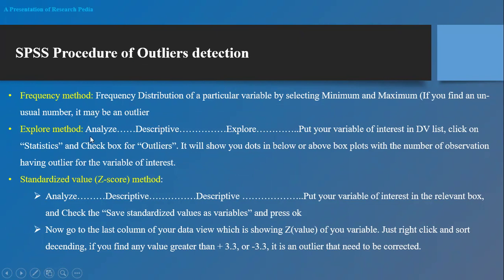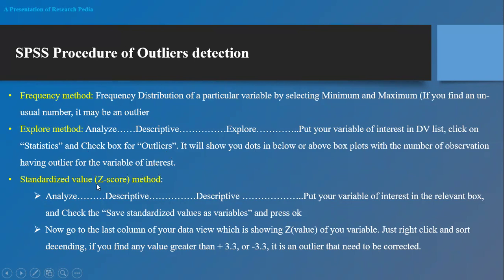The second one is the explore method. You can go to analyze, descriptive, explore, put your variable of interest in the DV list and click on the statistics and check the box for outliers. It will show you dots below or above the box plots with the number of observations having outliers for the variable.